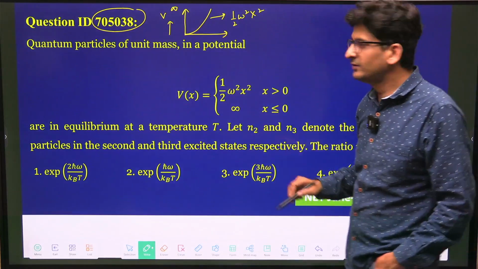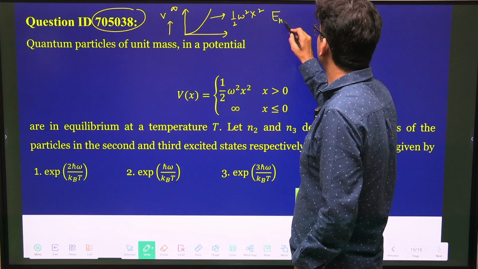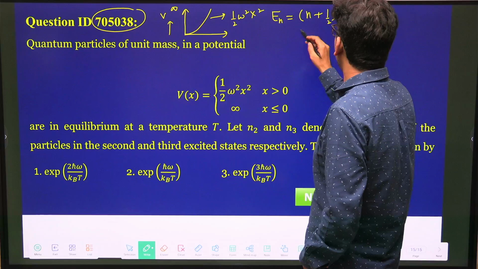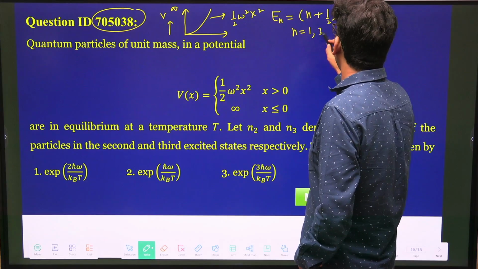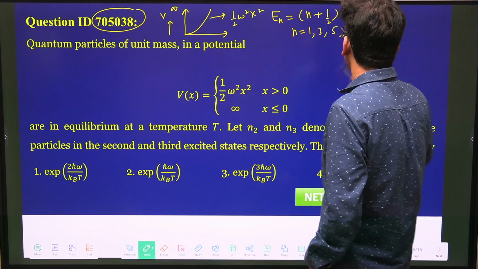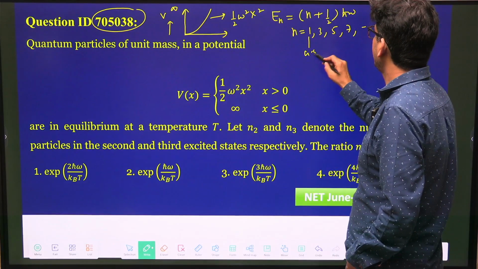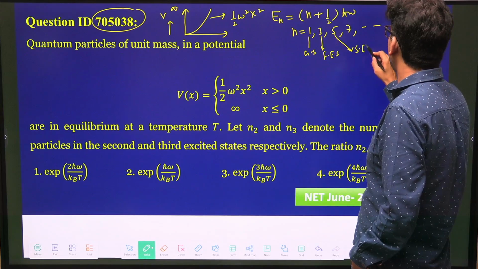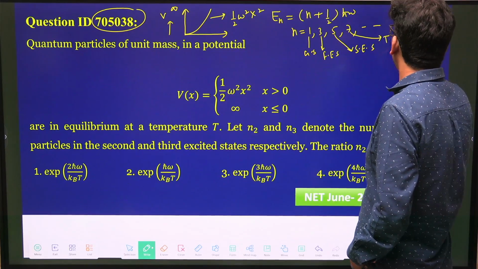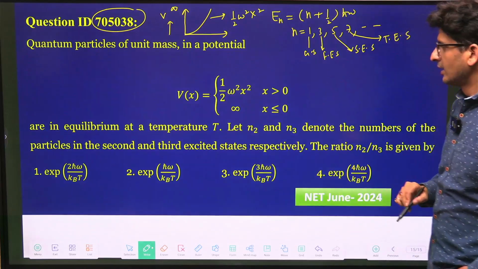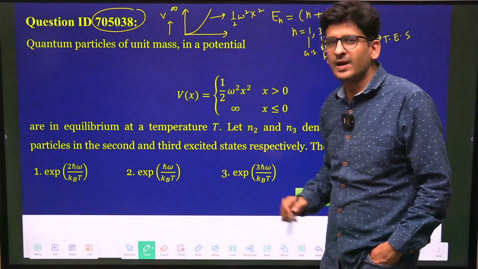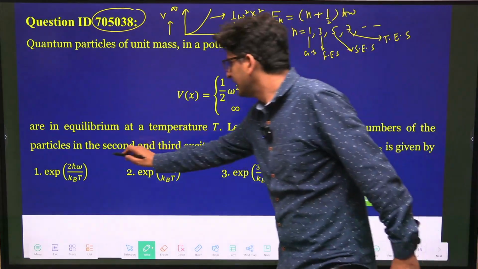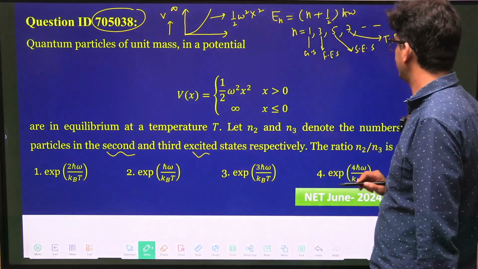From quantum mechanics you already know that the energy values here are n plus half h cut omega, but the value of n is 1, 3, 5, 7, and so on. So this is the ground state, this is the first excited state, this is the second excited state, and this is the third excited state. Here you want the ratio of the number of particles in the second excited state and the third excited state.